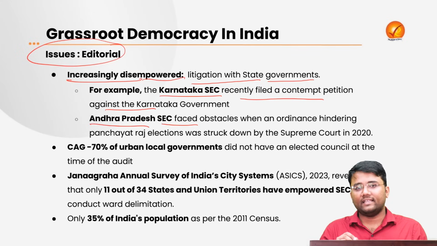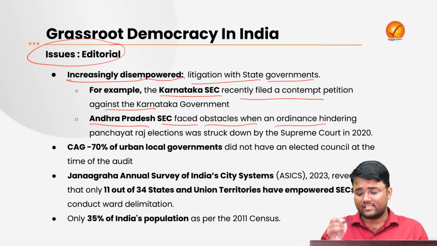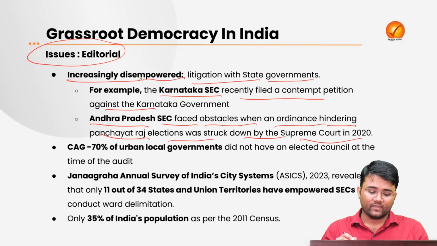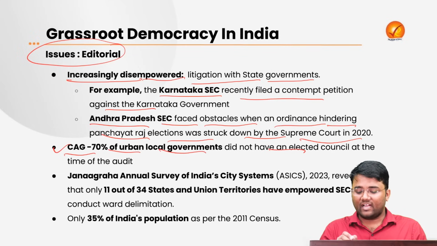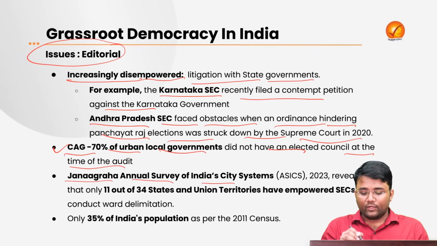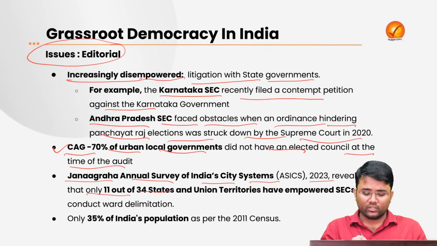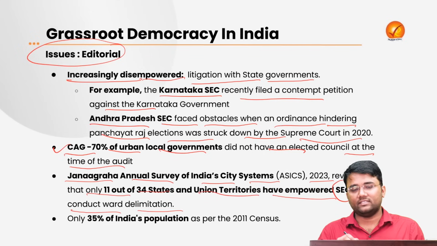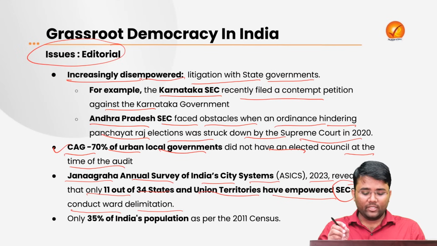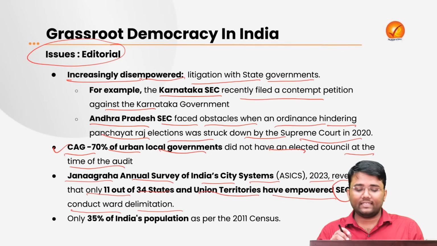Then the Andhra Pradesh State Election Commission also faced obstacles when an ordinance hindering the Panchayati Raj election was struck down by the Supreme Court in 2020. The CAG says that 70% of urban local governments did not have an elected council at the time of the audit. The Janaagraha Annual Survey of India's City-Systems 2023 revealed that only 11 out of 34 states and union territories have empowered state election commissions to conduct ward delimitation. And when delimitation is not done properly, it hampers the overall elections also.